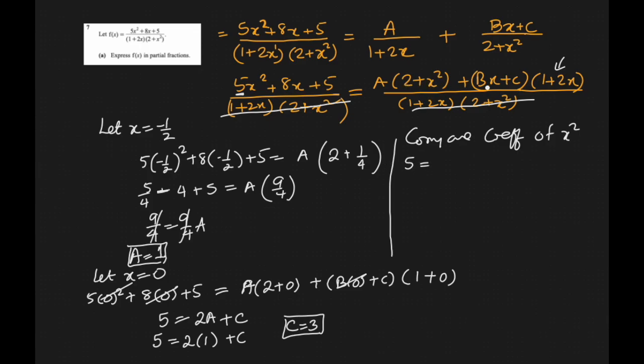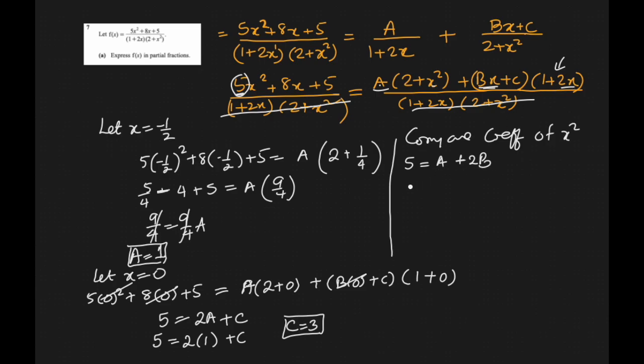What is the coefficient of x square on this side? So x square will multiply with a, so a becomes the coefficient. Here bx multiplies with 2x, that becomes 2bx square. So 2b is the second coefficient. So x square I ignored, only the coefficients. 5 here, ax square here, and 2bx square here. So that becomes 2b here.